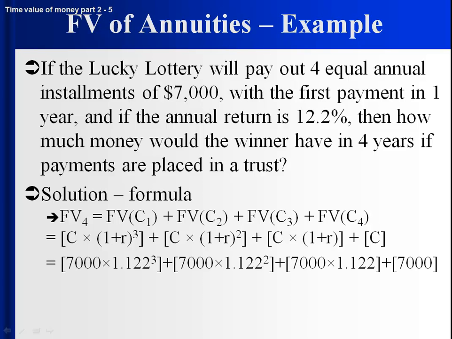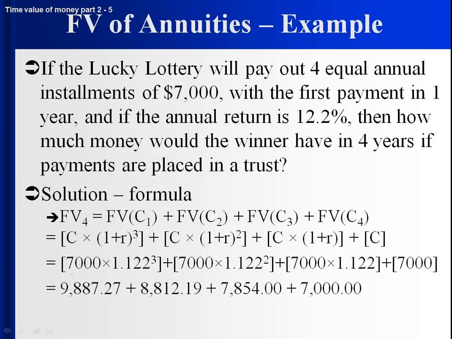So we can see $7,000 invested for 3 years would compound to $9,887. $7,000 for 2 years is $8,812. $7,000 for 1 year is $7,854. And the last $7,000 is $7,000. And how much would we have when we showed up in 4 years? $33,553.